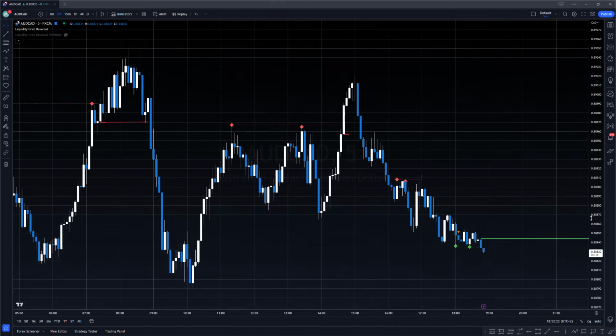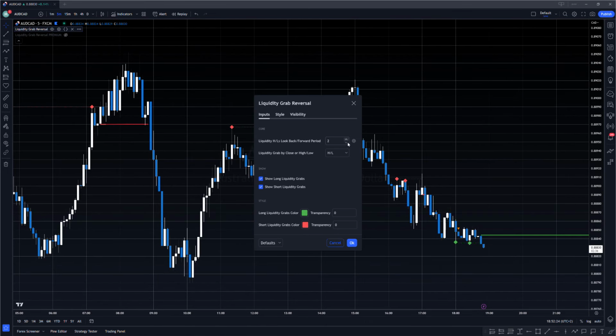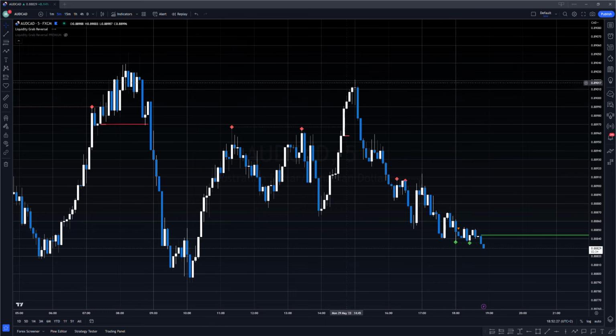So if I change it to only one, there will be more trades because more pivot highs and lows will be found. As you can see, this is the pivot low with one higher left and one higher right. And this is also one higher left and one higher right. So there are more trades.